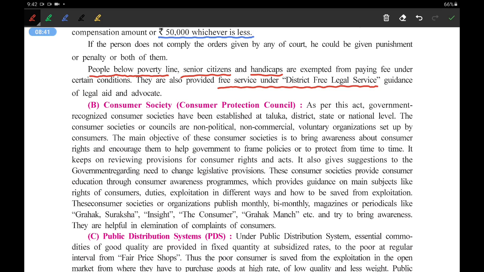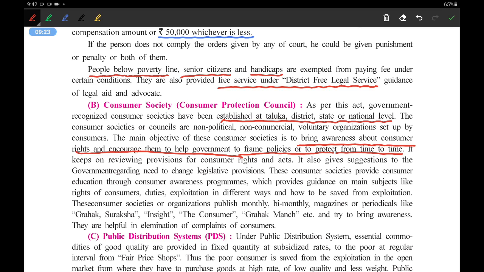Next come consumer societies. There need to be societies which help the consumer get proper awareness and guidance. As per this act, government-recognized consumer societies have to be established at taluka, district, state and national level. The consumer societies or councils are non-political, non-commercial, voluntary organizations set up by consumers. Their main objective is to bring awareness about consumer rights and encourage them to help the government frame policies to protect consumers from time to time.